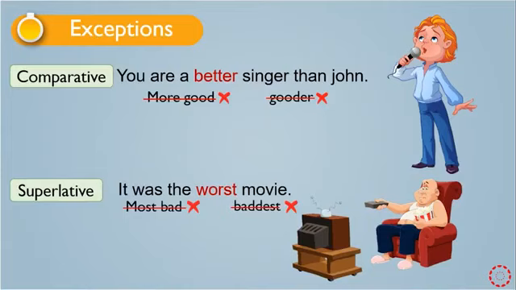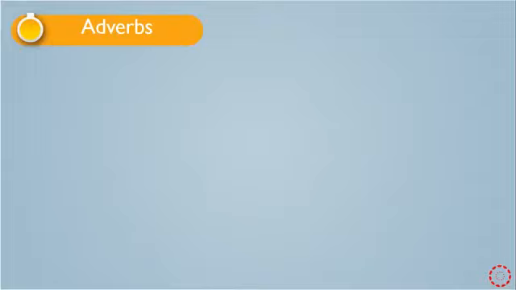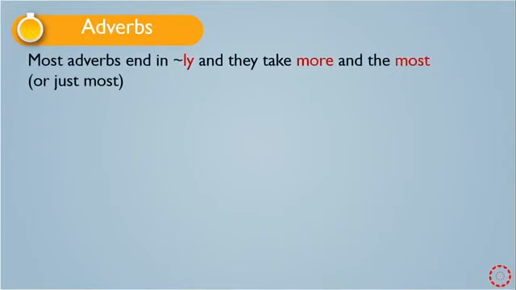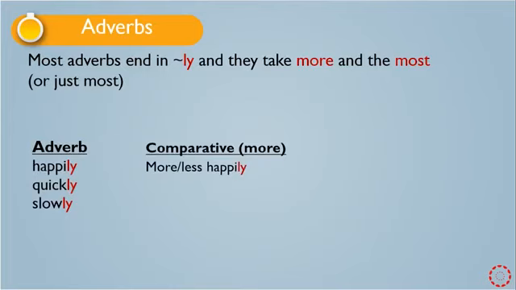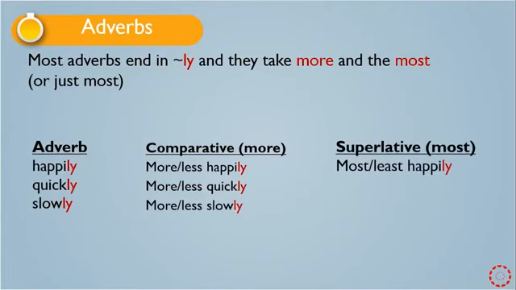And then we have another part, which is adverbs. Most adverbs end in ly and they take more and the most, or we can say just most. Look at here, we have examples. This is an adverb and it's in ly: happily, quickly, slowly. They became, for the comparative, more happily or less happily, more quickly or less quickly, more slowly or less slowly. For the superlative, as we said, we have most and least. We can say most happily, least happily, most quickly, and least quickly. And also the last one, slowly, became most slowly and least slowly.